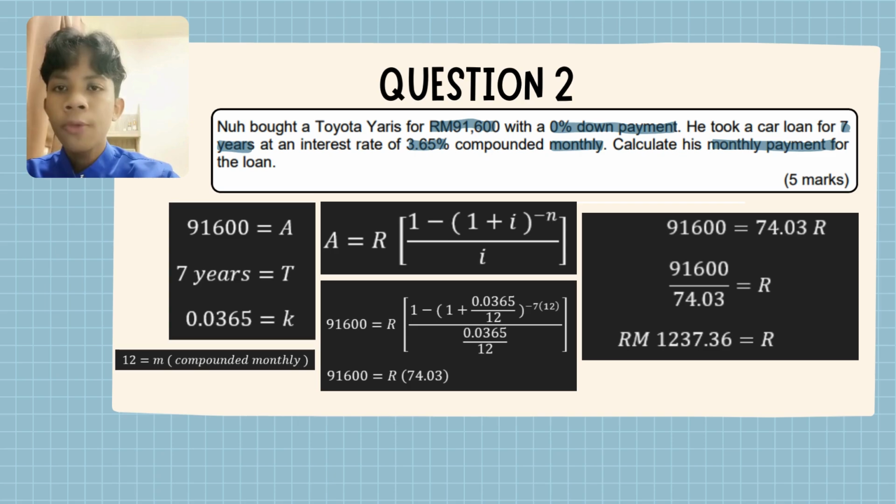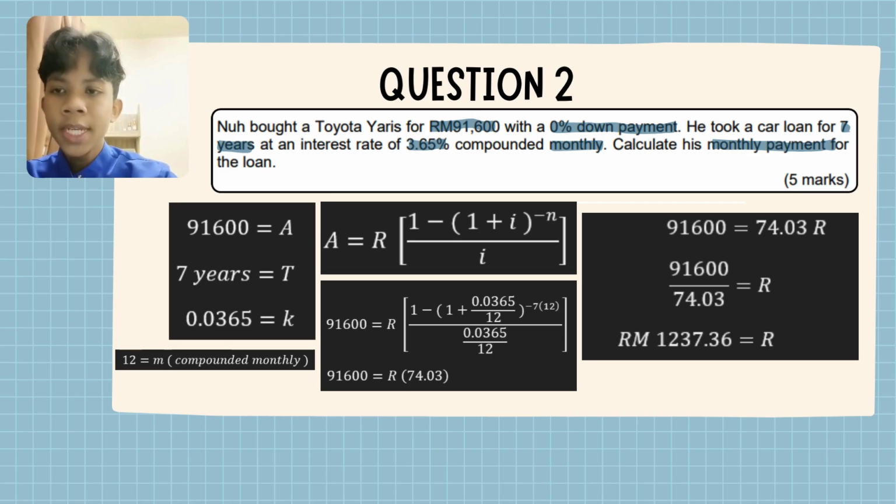Question 2. Nuh bought a Toyota Yaris for RM91,600 with a 0% down payment. He took a car loan for 7 years at an interest rate of 3.65% compounded monthly. Calculate his monthly payment for the loan. Our key will be 91,600 is A, 7 years is T, 0.0365 is K, compounded monthly is 12, which is M. We will use the formula A equal to R multiplied by the fraction, in the numerator of the fraction 1 minus open bracket 1 plus I close bracket power of negative n, in the denominator of the fraction is I.